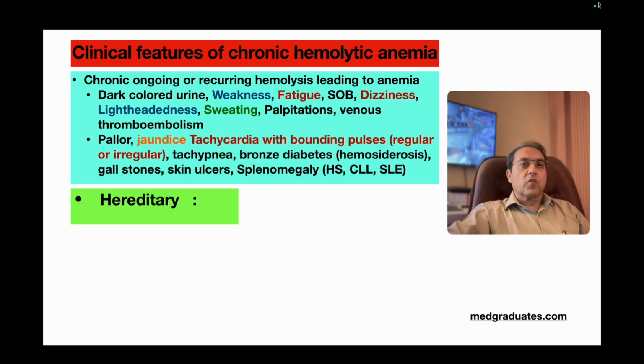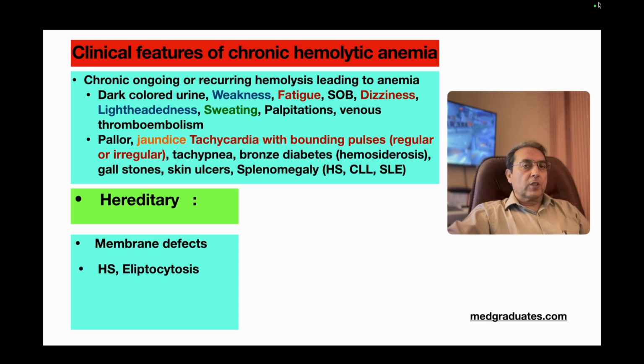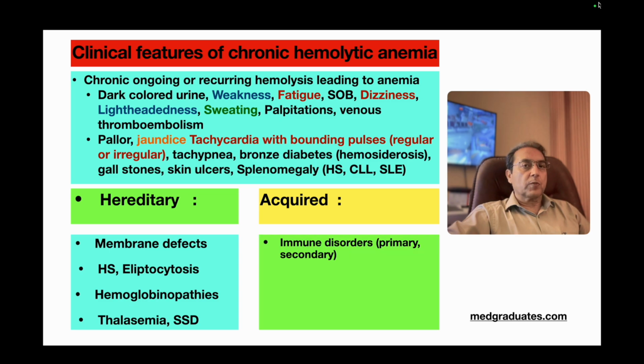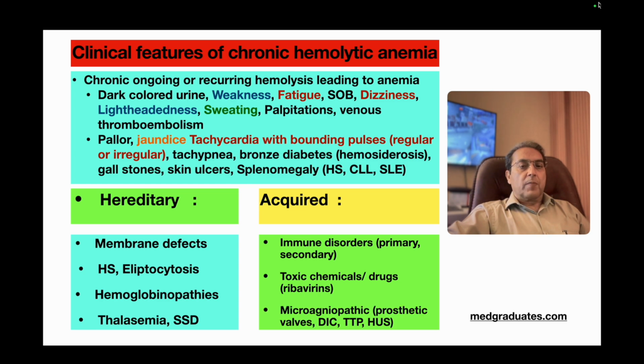Now, the hereditary reasons for chronic hemolytic anemias can be membrane defects, hereditary spherocytosis and elliptocytosis. There can be hemoglobinopathies like thalassemia or sickle cell disease. There are acquired conditions which can produce chronic hemolytic anemias, for example, immune disorders which may be primary or secondary, toxic chemicals and drugs like ribavirin, and then microangiopathic conditions, for example, prosthetic valves, DIC, in some patients TTP, and hemolytic uremic syndromes. The hemolytic uremic syndrome generally produces an acute type of hemolytic anemia, but in some patients it may be chronic as well. But generally it's an acute hemolytic anemia.